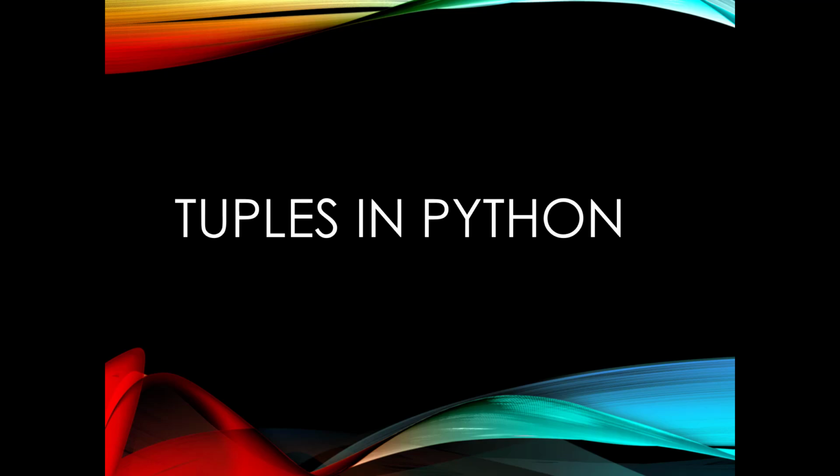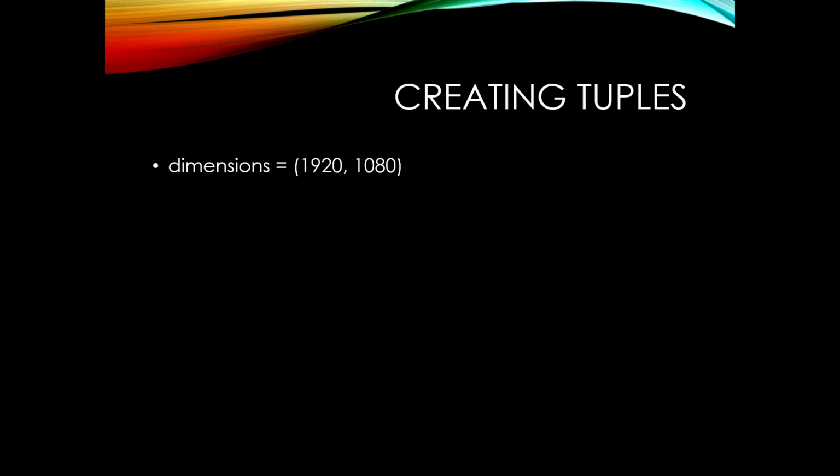Tuples are just like lists but immutable. Once created, their contents cannot be changed. So now, how can you create tuples? You can create tuples like dimensions = 1920, 1080. This is just an example.